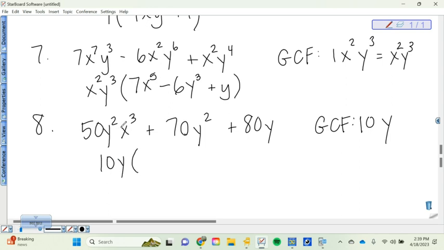What am I missing from the first term? What else? Y times 5. Good. 5yx cubed. What about the second term? And the last term? Yeah, no y, just 8.